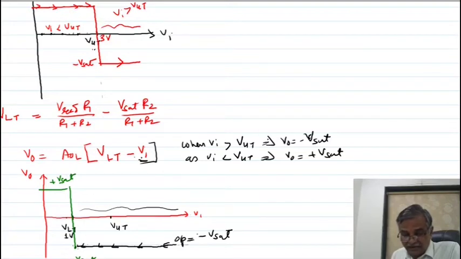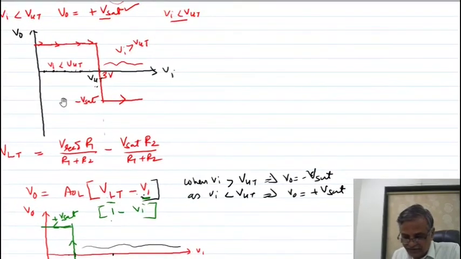So I can draw this thing here also. A transition takes place from minus V sat to plus V sat when Vi is less than VLT. Suppose this is 1 volt. So when VLT is 1 volt, then when Vi becomes less than 1 volt, it changes the state from minus to plus, meaning a regenerative transition takes place. If I draw the composite, it will be like this.